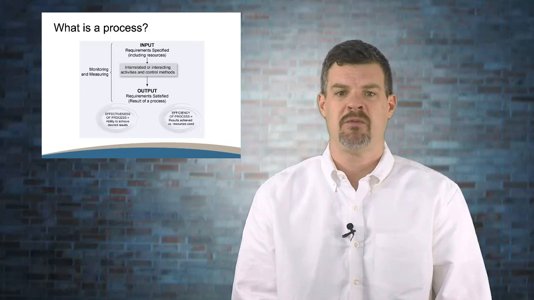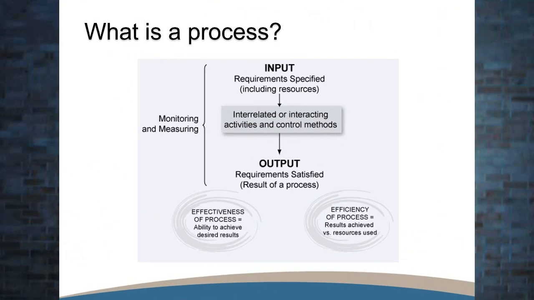So a process is nothing more than transforming inputs into outputs. You'll see here in this illustration, inputs are the requirements specified, including resources, interrelated or interacting activities that happen, plus control methods within the process itself, and then the output, which is the requirements satisfied or the results of the process. Typically, process outputs and overall process performance is evaluated through effectiveness, or ability to achieve desired results, and efficiency, which is results achieved versus resources used.